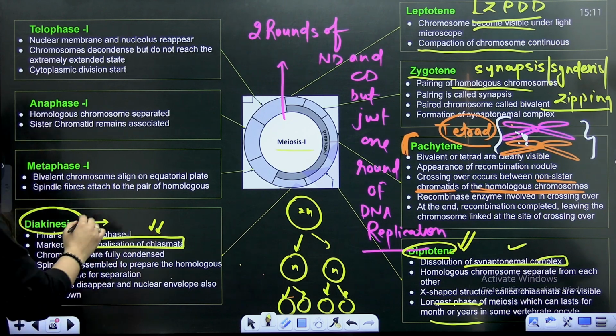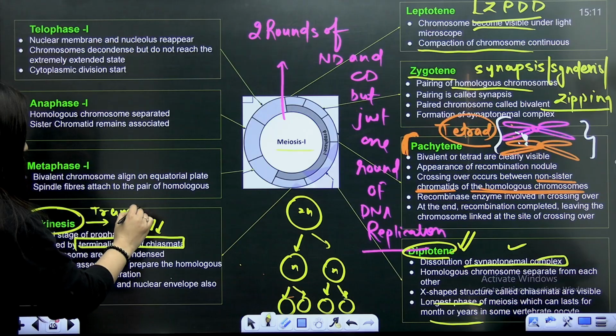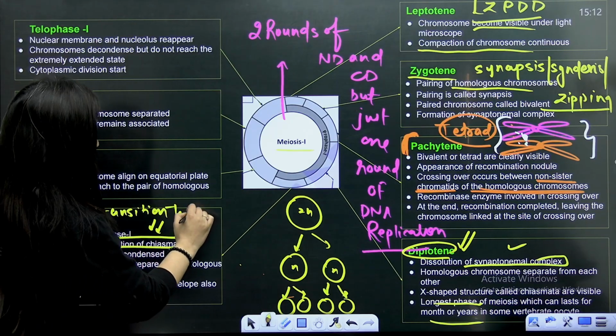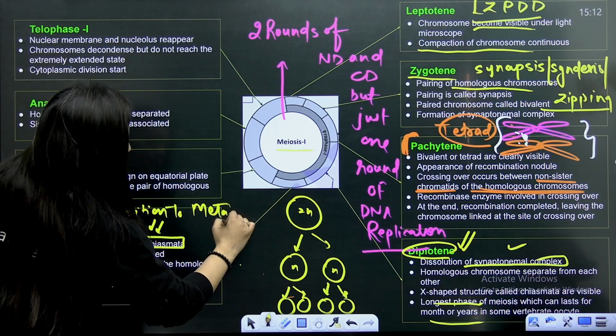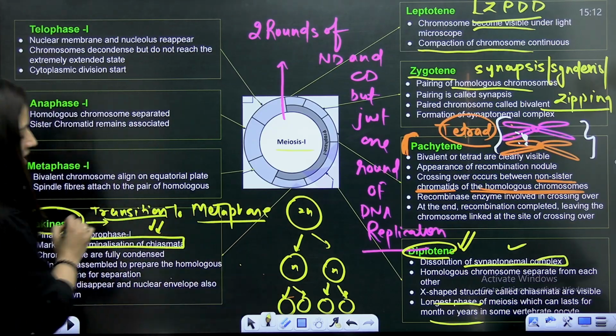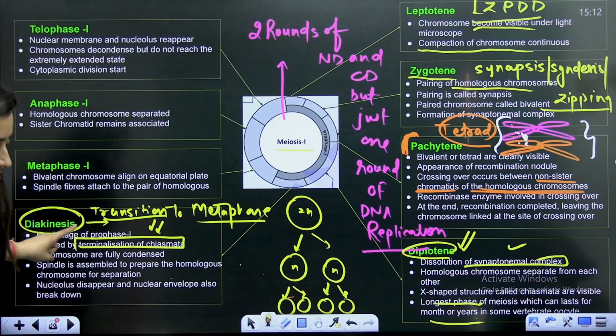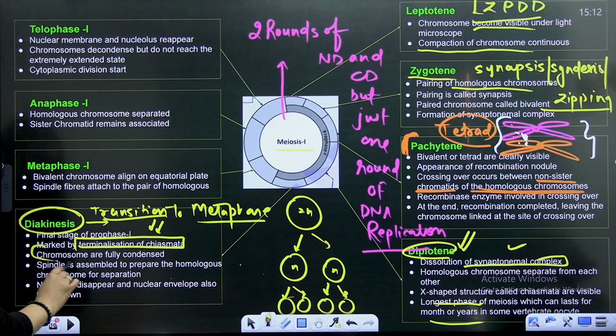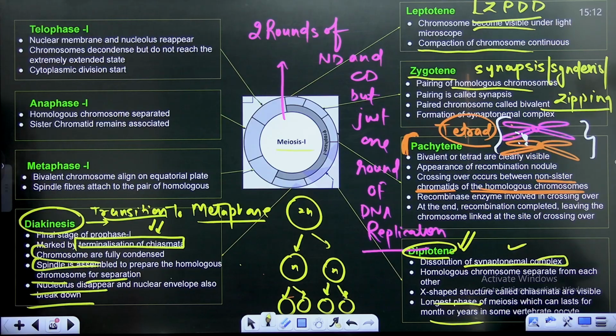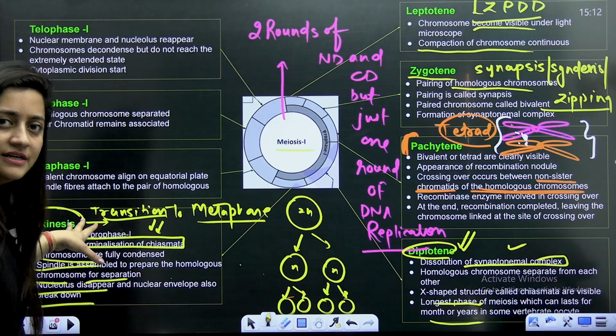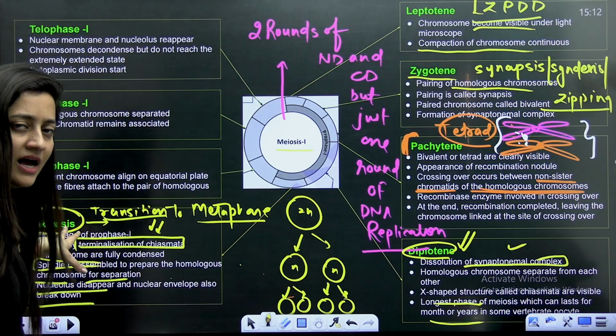It is the final stage of prophase 1, and it marks the transition to metaphase. That's what we have to keep in our mind, that it marks the transition to what? It marks the transition to metaphase. So chromosomes are fully condensed by this stage. The spindle is assembled to prepare the homologous chromosomes for separation. The nucleolus will disappear, and the nuclear envelope will break.